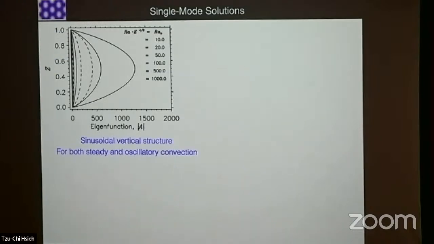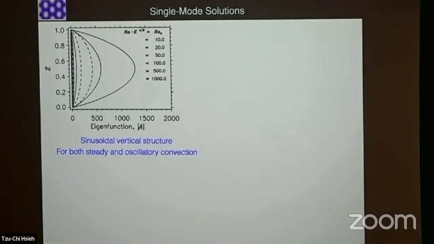Just a few solutions. It's not surprising when you solve these things. I'm going to go through a few plots here. I'm increasing the reduced Rayleigh number, going up to 1,000 here, and you see these are just sinusoidal vertical structures, so this is not too surprising. I've put both steady and oscillatory: oscillatory is in solid and steady is in here.